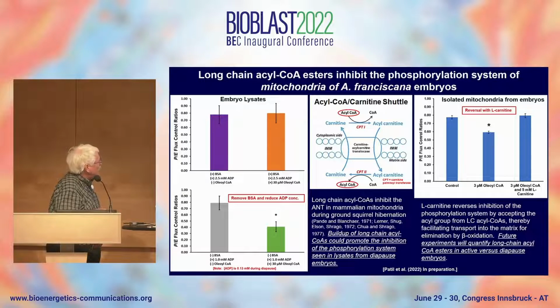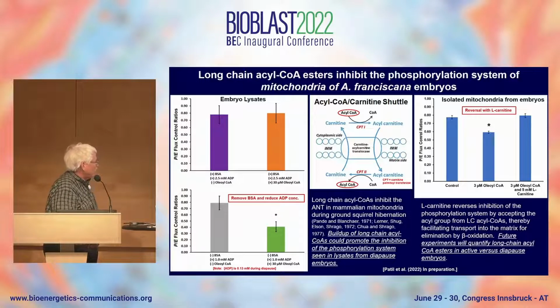And we can show, if you remove the BSA, which is used oftentimes in very high quantities in preparing these lysates, and you reduce the ADP concentration down to in the range of 1 millimolar, then you can see a very clear effect on the P to E flux control ratio when you add 30 micromolar oleoyl-CoA, which is in physiological range in terms of oleoyl long-chain CoA concentrations for many tissues. But if you don't drop down the ADP concentration, this is very dependent on that because the ADP and the long-chain acyl-CoA esters, their impact on the ANT is competitive, all right?